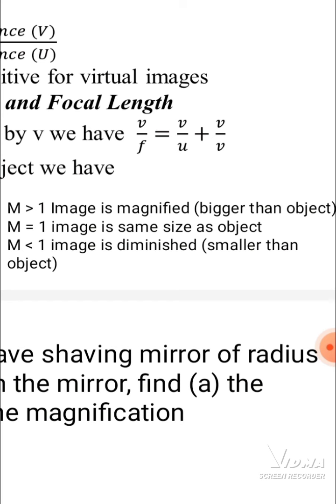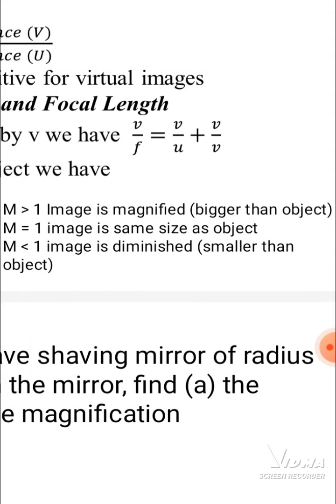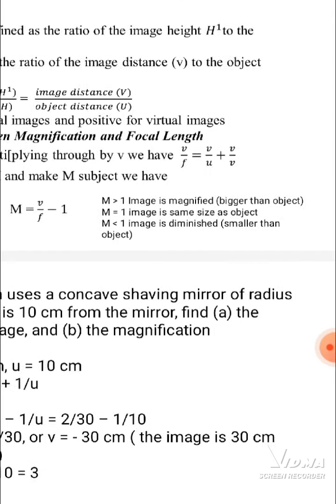It depends on the parameters or variables that the examiner decides to give. But there are some things that we need to pick from here. When the magnification is greater than 1, M greater than 1, the image is magnified. In other words, the image is bigger than the object. When M equals 1, the image is of the same size as the object. When M is less than 1, the image is diminished. In other words, the image is smaller than the object.